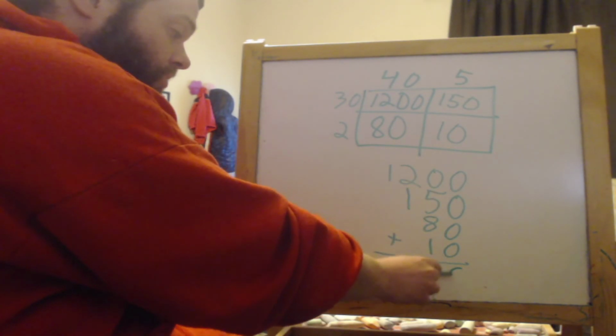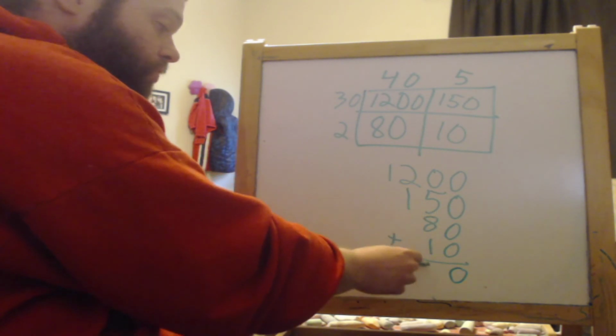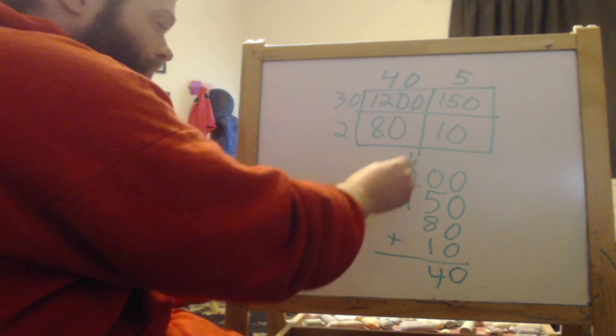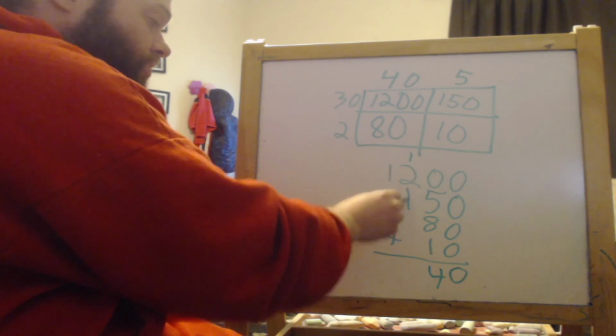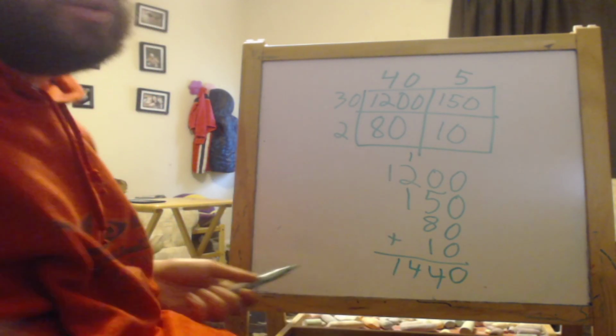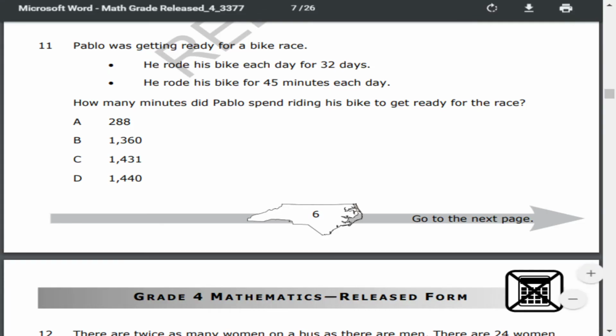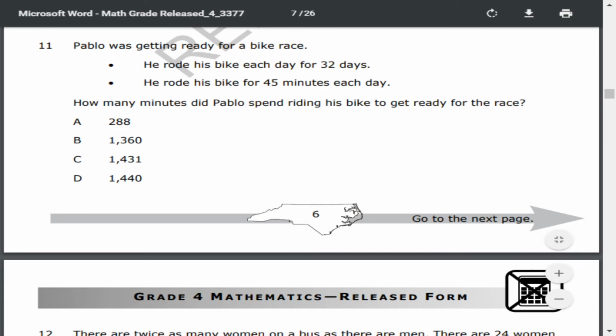So zeros, all zeros add up to 0. 5 plus 8 is 13, plus 1 is 14. 1 plus 2 is 3, plus 1 is 4. And we get the same answer, 1440. So to go back, that would mean that the answer is D.